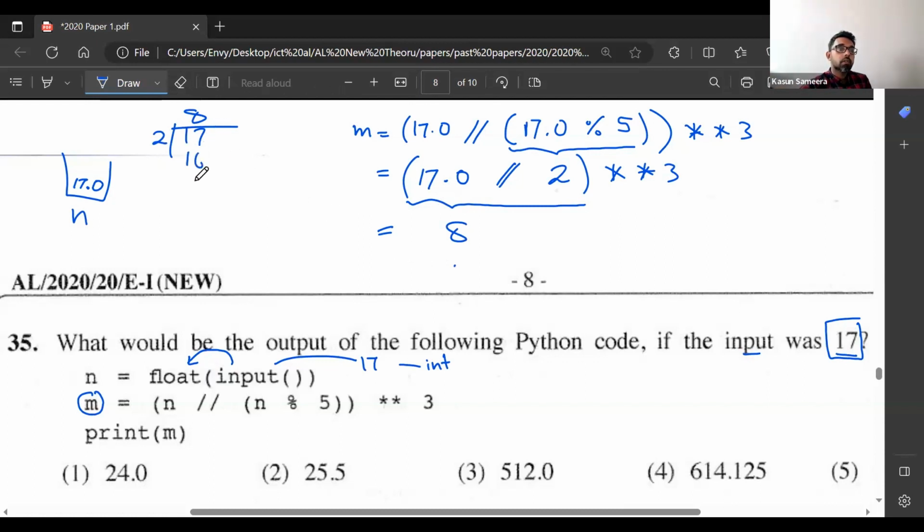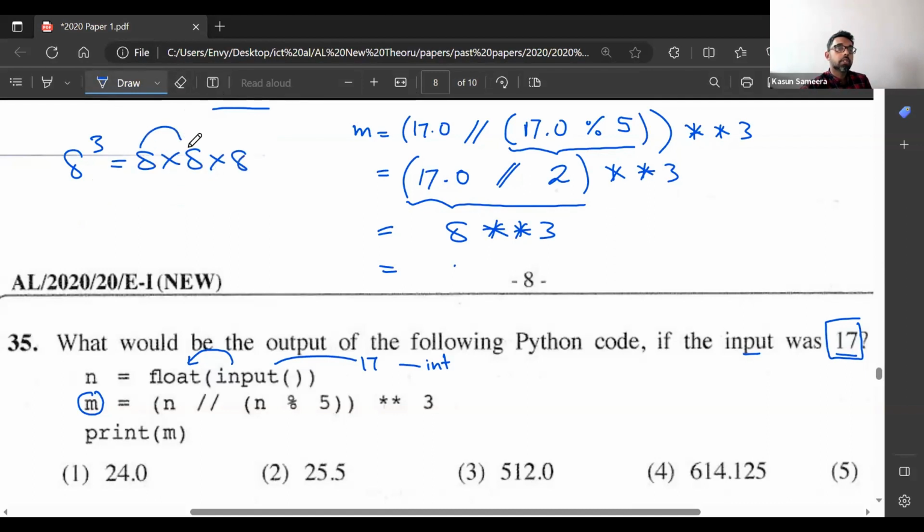8 times 2 is 16, remains 1. We don't consider the remainder. The remainder is going to be avoided. We take only this number. Right, now you can solve 3. 8 double star 3 means what? 8 to the power 3. Find it. What's the answer? 8 times 8 times 8. 8 times 8 is 64, 64 times 8 is 512, right? That's the answer.